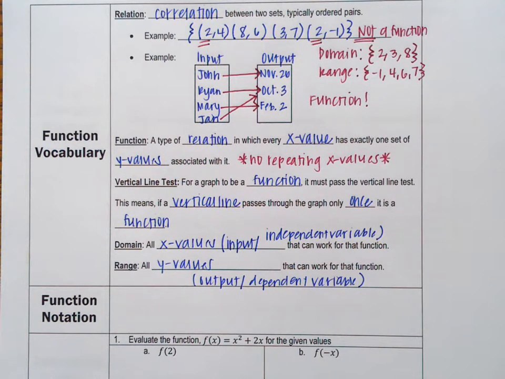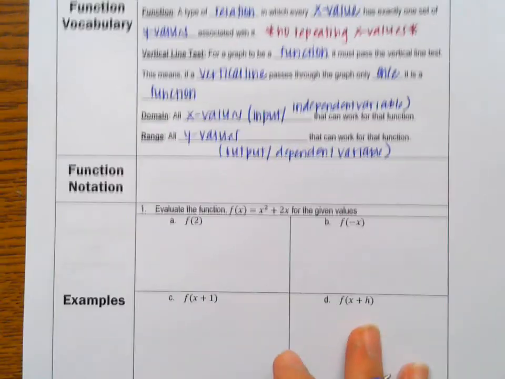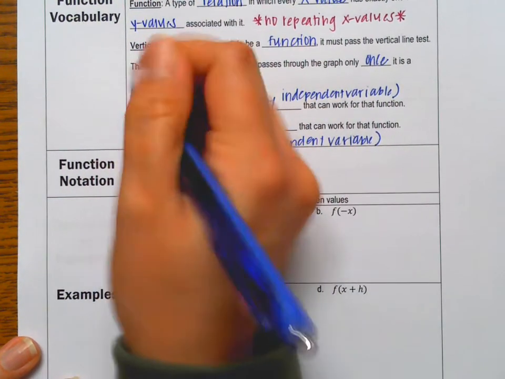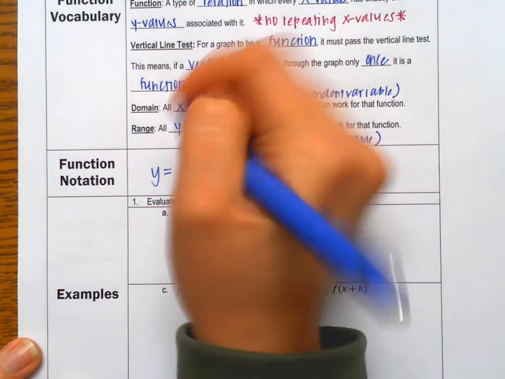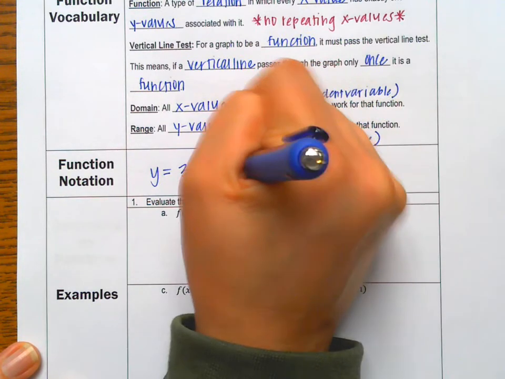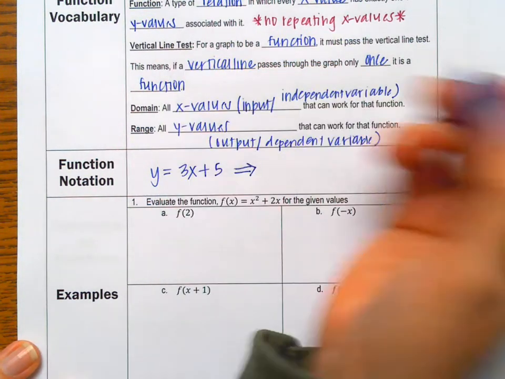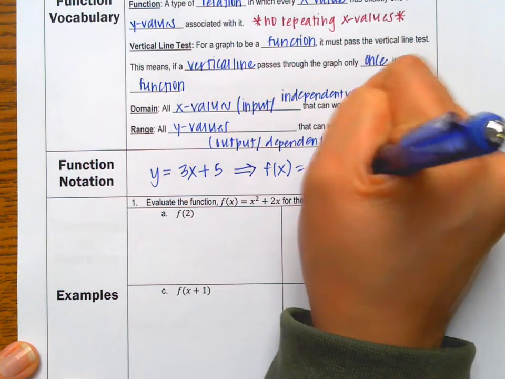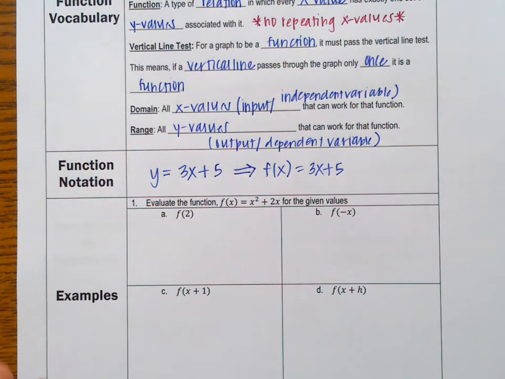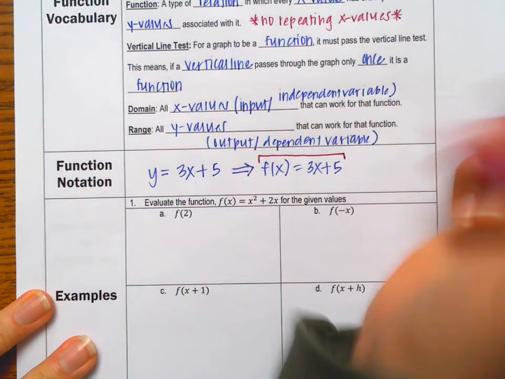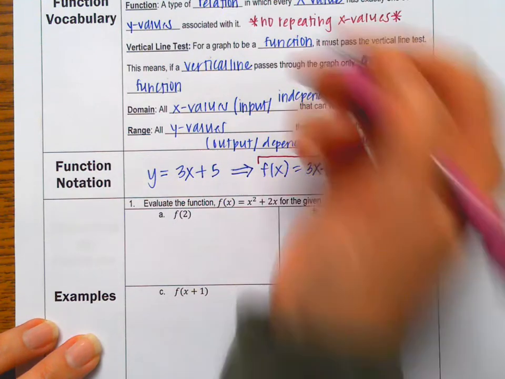Okay, so those are kind of like your keywords. Let's start talking about function notation. Function notation is something you might have seen in Algebra 1, but we're going to go over it. So often you see equations written like this: y equals 3x plus 5. What function notation is essentially saying is that instead of writing y, we write it as f of x equals 3x plus 5. So let's talk about those parts.